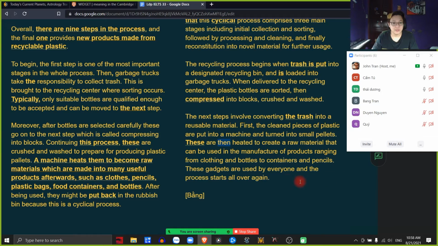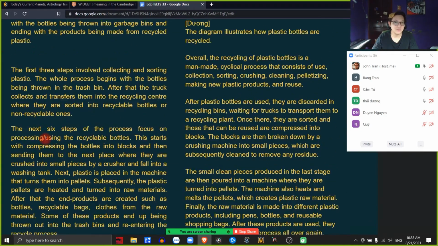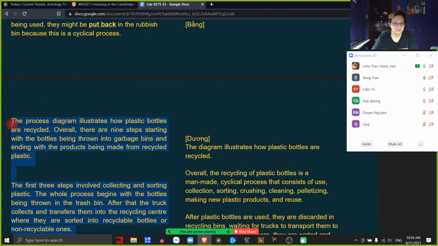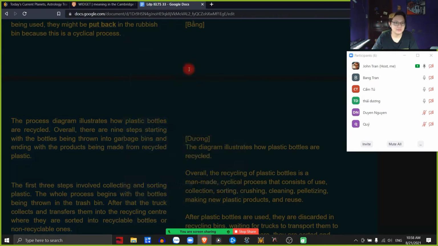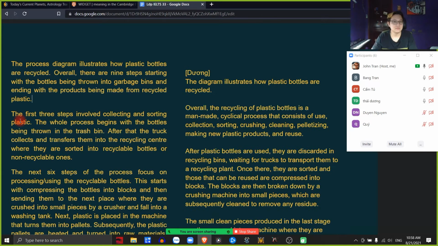Yes. Okay, now, Mr. Ban, the process diagram. My turn. Of course, your turn. Let's see how well you do it. Let's see. 108. The process diagram, cái hình vẽ process này. Illustrate how plastic bottle recycle. Oh, okay.